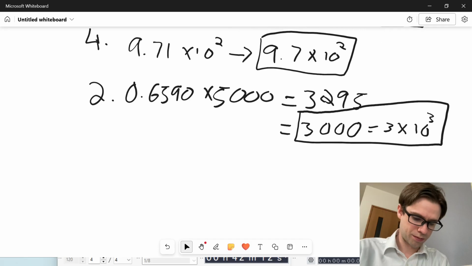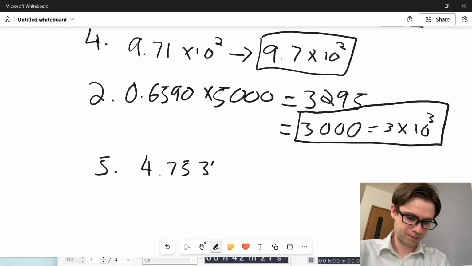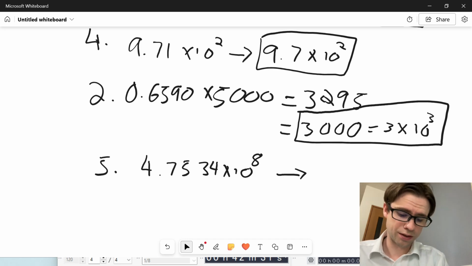Then the last one, number 5, is just a number and asks how many significant figures are in this. The whole times 10 to the 8 doesn't contain significant figures information, so ignore it. Then you have 4, 7, 5, 3, 4. That's 5 digits and 5 significant figures.